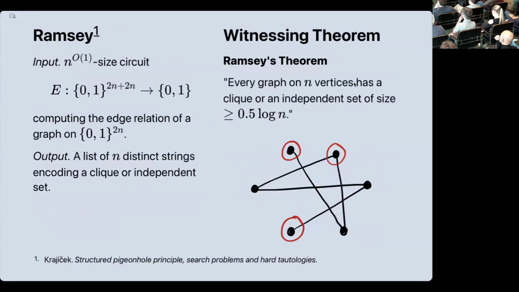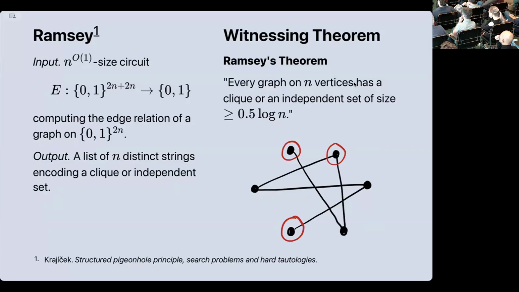And just for the sake of variety, let's see one more example. The third one is going to come from extremal combinatorics, from Ramsey's theorem. Now the input is going to be a polynomial sized circuit. Let's think of this circuit as computing the edge relation on some graph. I'm going to assert that this circuit is computing an edge relation. In particular, I'll assume it's symmetric. And we can, of course, throw out any circuits that would violate this; actually what we would do is add a violation of this to the witness, but let's not worry about that.